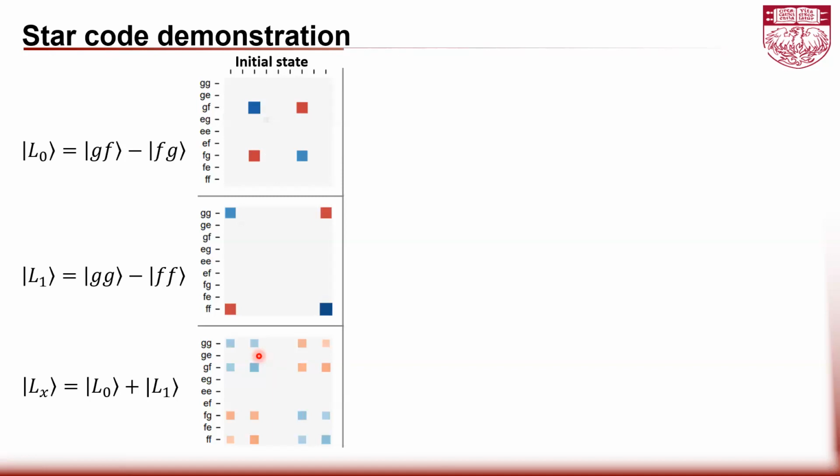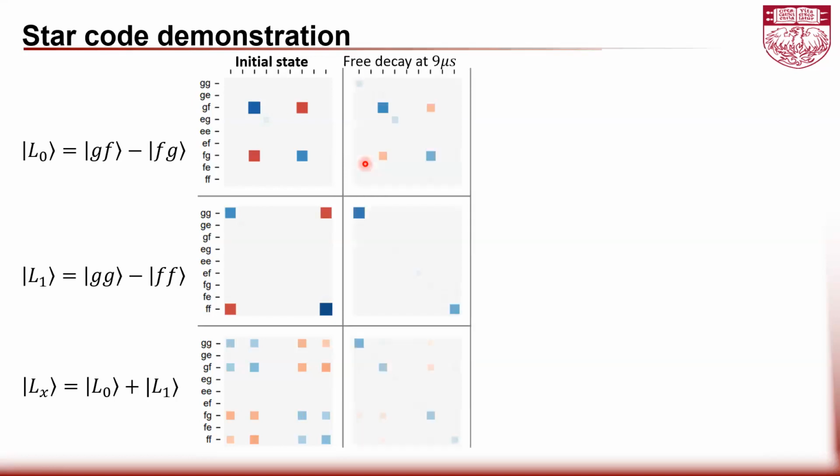test logical states, and do state tomography of them. We rotated the density matrix to the real part and show them here. The initial states are shown in the basis from GG to FF. The density matrix looks like this. The preparation fidelity is about 90% for all. In the free decay case, you can see that, especially in the L1 and LX cases, those off-diagonal terms, which indicate the coherence, are completely gone.